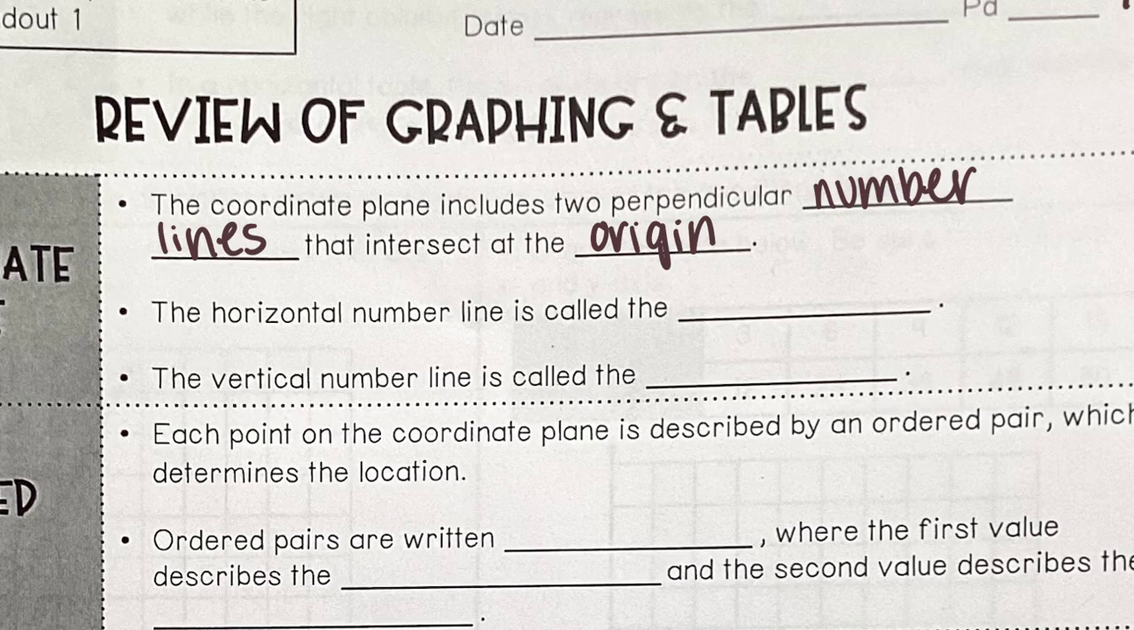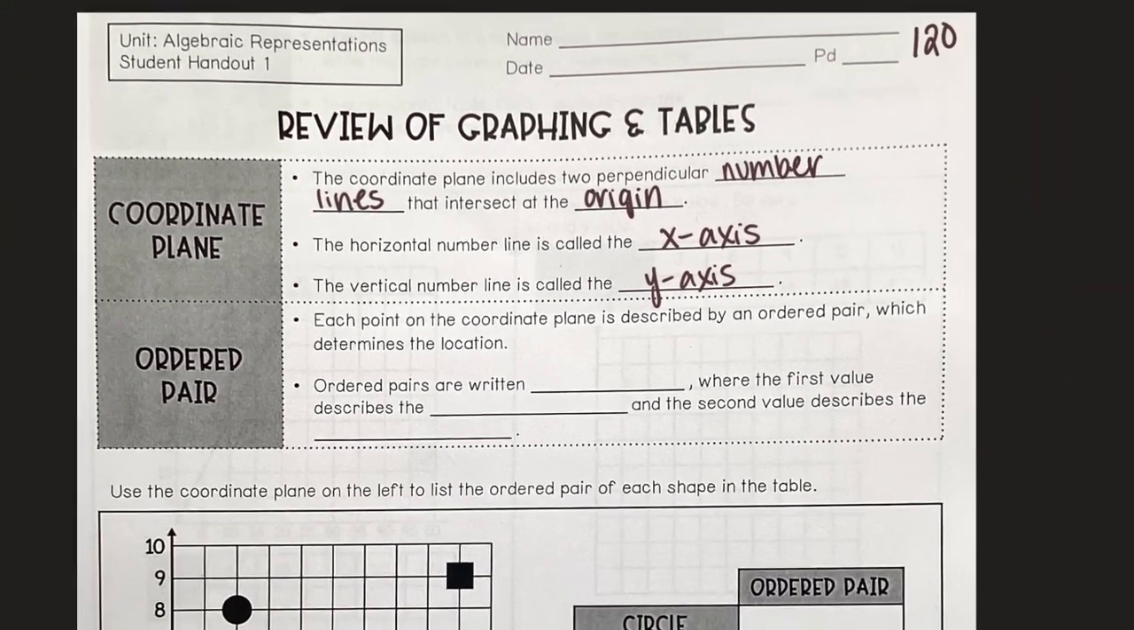Now the second bullet point says the horizontal number line is called the x-axis. Okay, that's our horizontal number line. And then the vertical number line, our third bullet point, is called the y-axis. All right, this should not be new news to you. I know that you guys have seen this before and worked with the coordinate plane before.